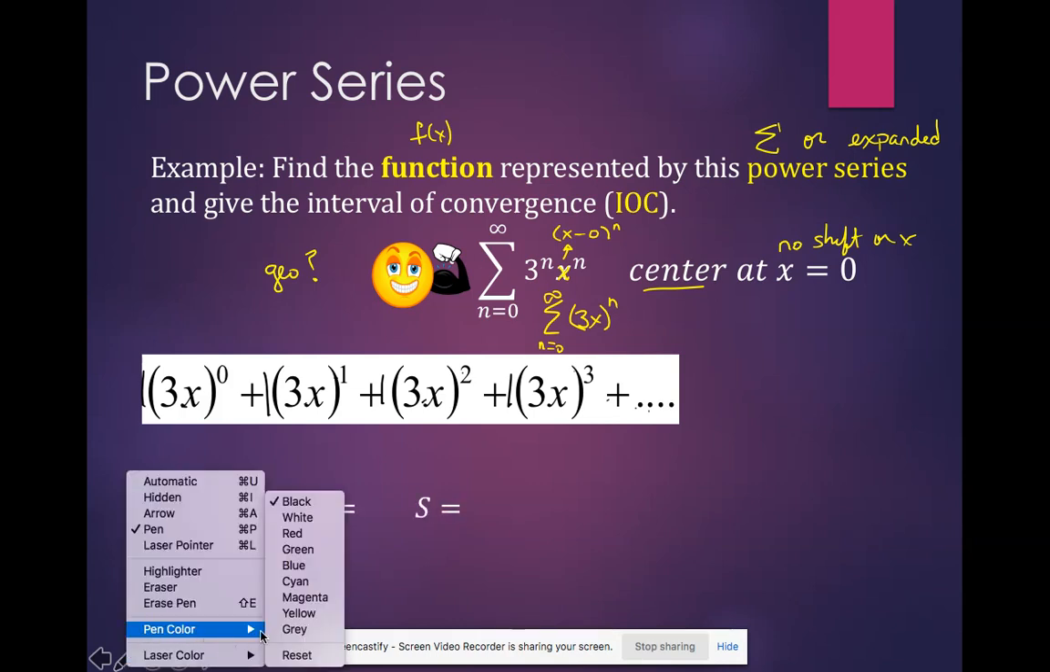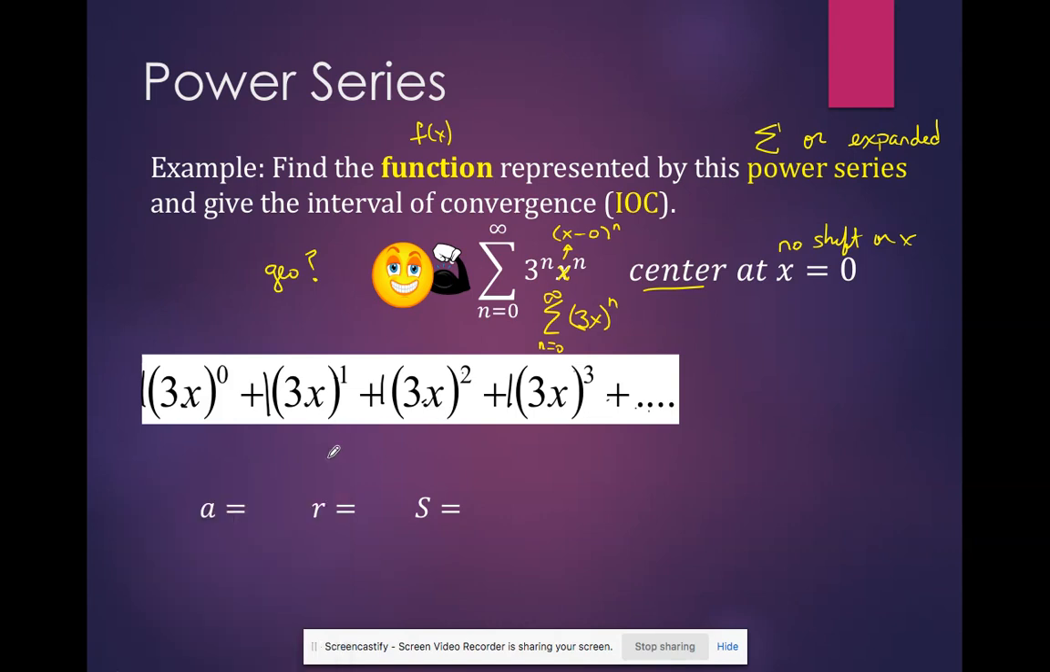Since I recognized a geometric series, a is the first term. What's the first term? What is r? The common ratio. What is your infinite sum then? A over 1 minus r.